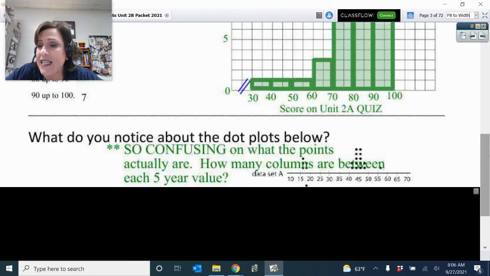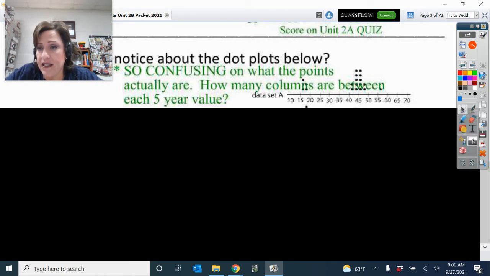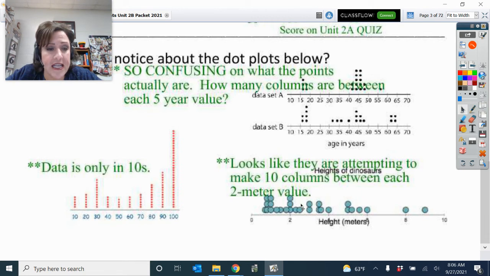Now, let's take a look at these pictures here that we have. These are all dot plots, and we're just going to look at them and see what are some interesting things, because this was something I found when I was doing dot plots. There was quite a bit of confusion. I was even confused. How are dot plots labeled, and do I have to go by ones and all that kind of stuff? So I found a wide variety of dot plots.